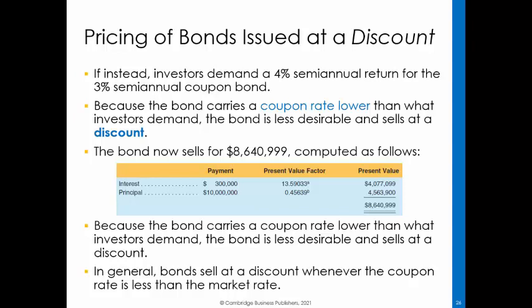$8,640,999 and the discount is the difference between the face or maturity amount of the bonds, $10 million, and the present value or $1,359,001. The amount will be amortized to interest expense over the life of the bond so that the interest expense will equal 4%, the market or effective rate.